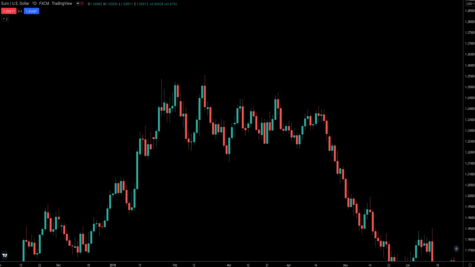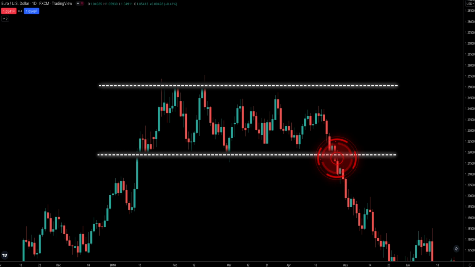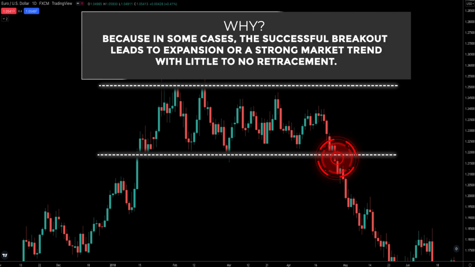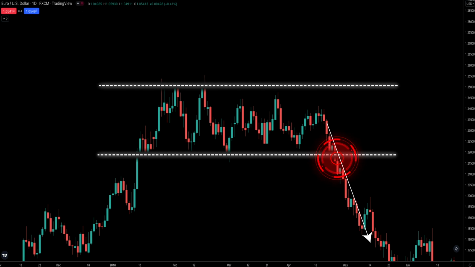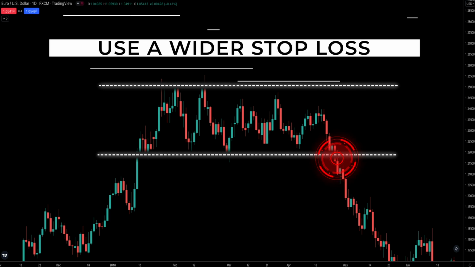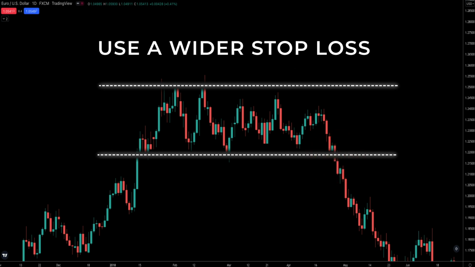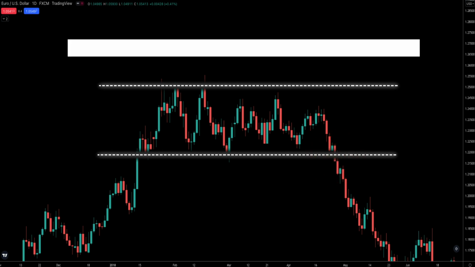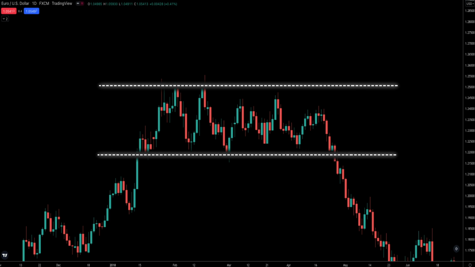I understand that as traders, we are all built differently and so we have different unique trading styles. But personally, I prefer to enter upon the breakout candle, because in some cases, the successful breakout leads to expansion or a strong market trend that has no retracement. So if you enter at the open of the breakout candle, it helps avoid missing these trades. Personally, I'm more comfortable using a wider stop loss than missing out on a profitable trade. Now, it might be different for you, so decide what's best for you.